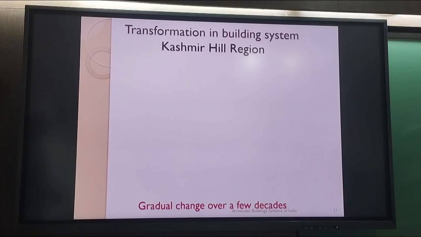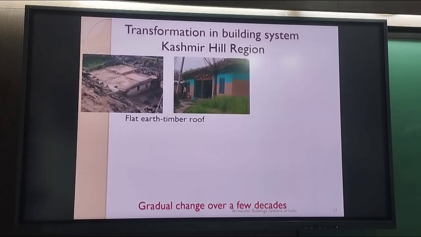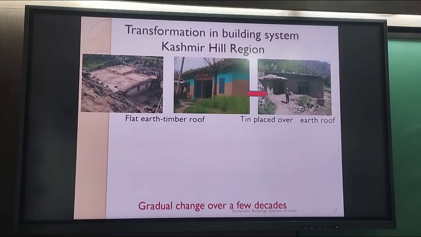All right, transformation in Kashmir. There's flat earth and timber roof. Because in the interior of Kashmir, it doesn't rain much. Okay. And even today, you go in interior, you will find these kind of houses. But then slowly they have shifted. We saw this transformation happening where in one village, a number of houses right on top of the mud roof, they put tin. They just placed it. All right. That's the beginning of transformation. Maybe in a year or so, they will remove the mud.